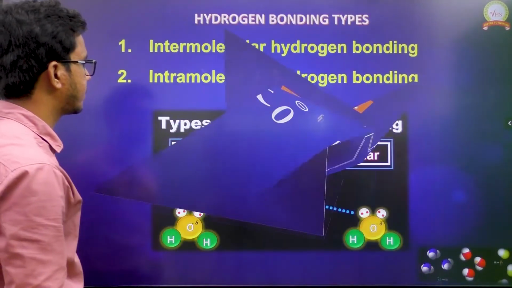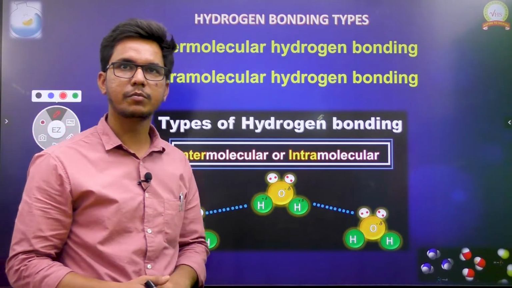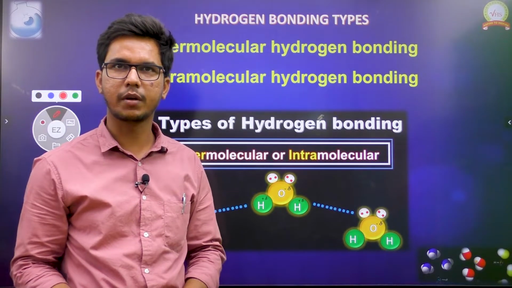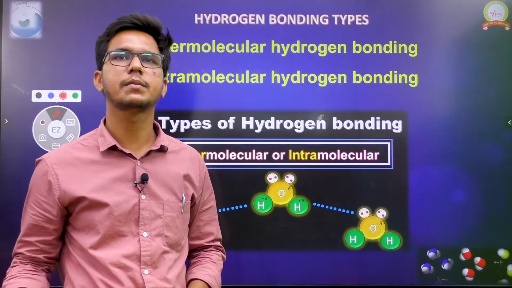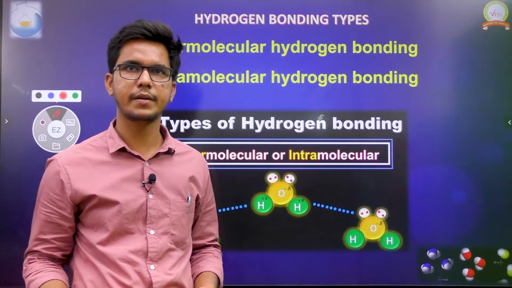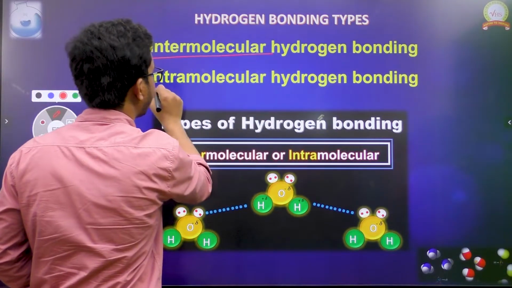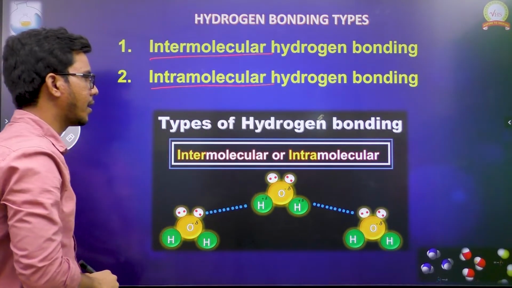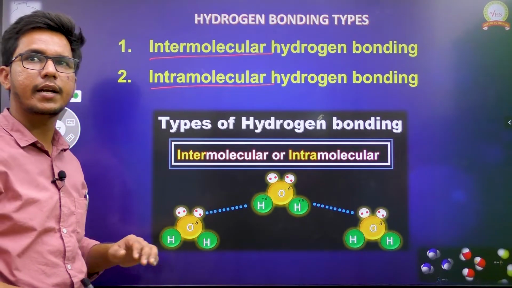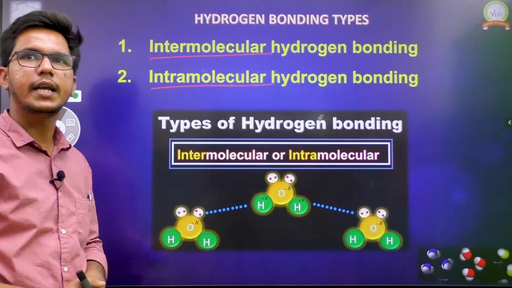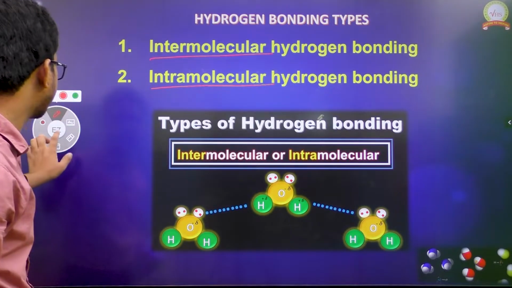Next, we have now discussed what is meant by hydrogen bonding and what conditions are required to form it. If molecules form hydrogen bonding, what types of hydrogen bonding are possible? We have two types: one is intermolecular hydrogen bonding and the second is intramolecular hydrogen bonding. What does it mean by intra and intermolecular? By name itself we can say inter means between the molecules, intra means within the molecules. All those things we will discuss now.